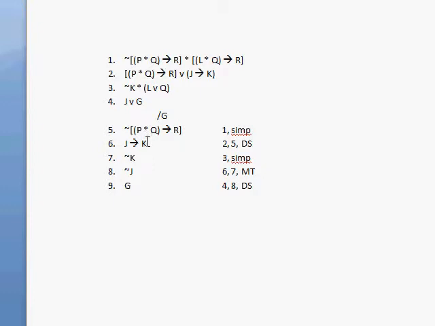Now that I have J then K, I want to get a not J. Premise 3 is not K and L or Q. I can just simplify to get not K. Once I get not K, I can use modus tollens. So if J then K, not K, therefore not J. So I get a not J right here. After getting my not J, I can do the last disjunctive syllogism I need. It works the same way as in premise 2: either J or G, not J, therefore G. And that's the conclusion that I was trying to get.